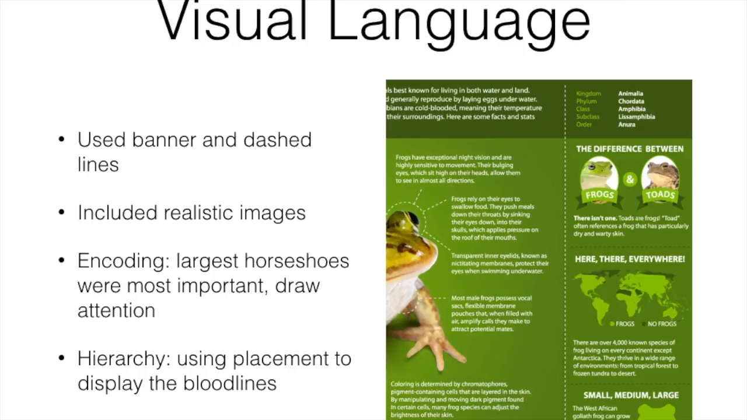Some encoding I used was making the largest horseshoes the ones that were the most important, so they would draw your attention. And in earlier models, I had it where the size was the nearest to him, and then as they went up, they got smaller. But I think my main point was to have the largest horseshoes be the most important. So that was the idea that I had behind this. And then I used some hierarchy by obviously placing California Chrome at the bottom. And then as you went up, you went further and further out and further into his bloodlines.